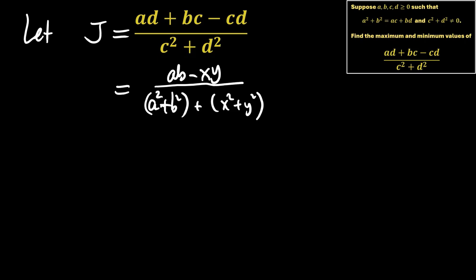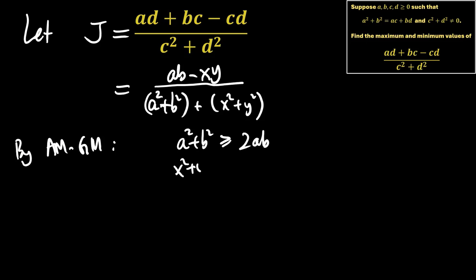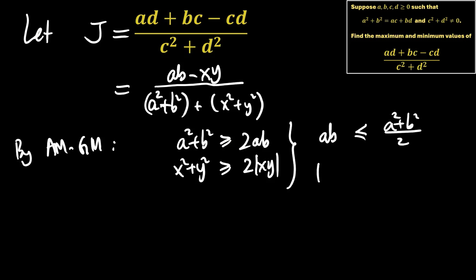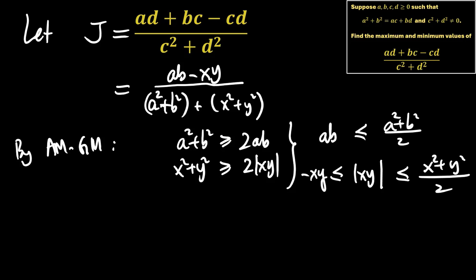Now by the AM-GM inequality, A squared plus B squared is greater than or equal to 2AB. X squared plus Y squared is greater than or equal to 2 modulus XY, because X and Y can be positive or negative. So this means that AB is less than or equal to A squared plus B squared over 2, and modulus XY is less than or equal to X squared plus Y squared over 2. And also note that modulus XY is greater than or equal to negative XY.